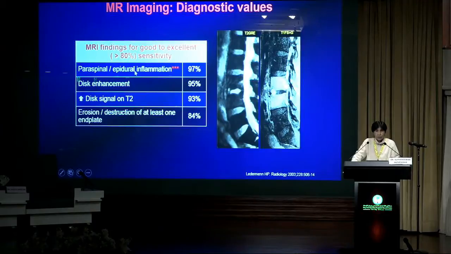MRI findings with good to excellent sensitivity for spine infection consist of paraspinal and epidural inflammation, right here, sensitivity 97%; this enhancement, 95%; increased signal on T2, 93%; erosion or destruction of at least one end plate, 84%. You can observe that bone destruction is less sensitive than soft tissue findings.